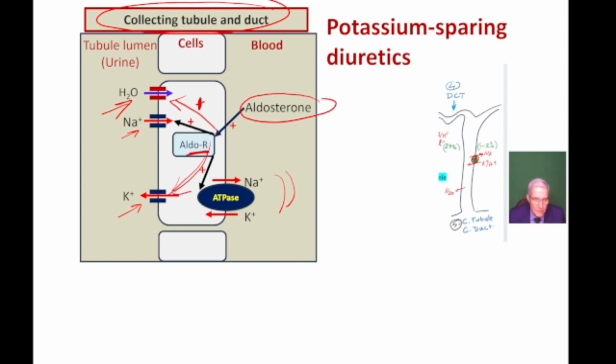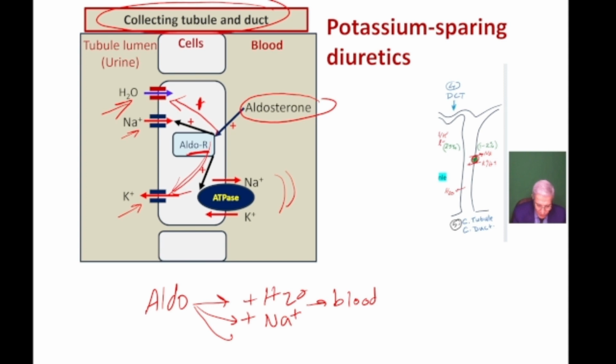Okay, let us repeat the mechanism of action for aldosterone. As you can see here, aldosterone enhances absorption of water, enhances absorption of sodium to the blood, and number 3, enhances excretion of potassium to the urine. So this is the main mechanism for aldosterone. Aldosterone brings sodium and water to the blood and eliminates potassium in the urine.